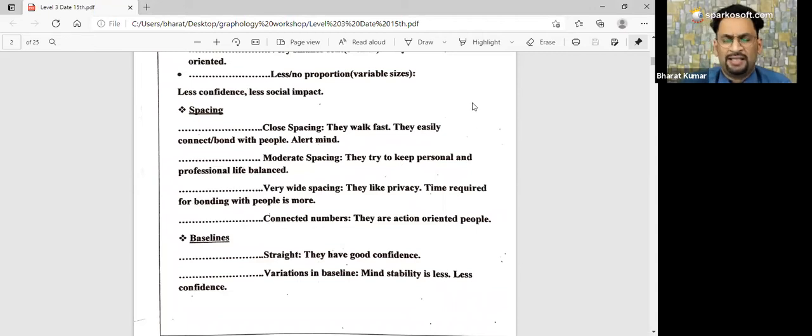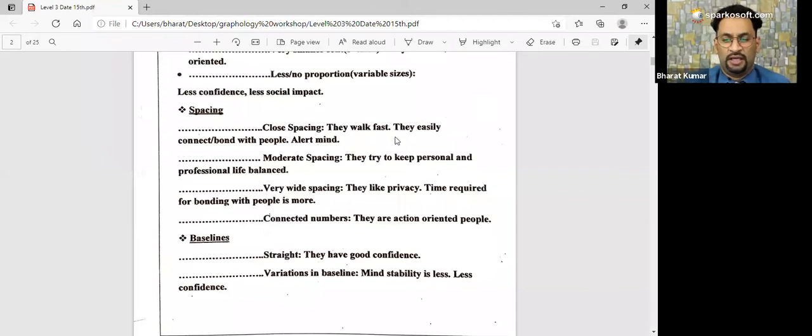You can see many students write 5 or 6 words and fill a complete line. Meaning, in this way they are using more space among words. In the same way, many people will write very close words, very close alphabets. That is the case of close spacing. When the distance among alphabets and between words is as required, that is a moderate case.